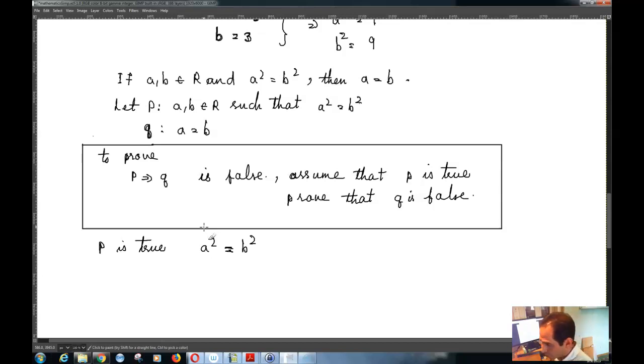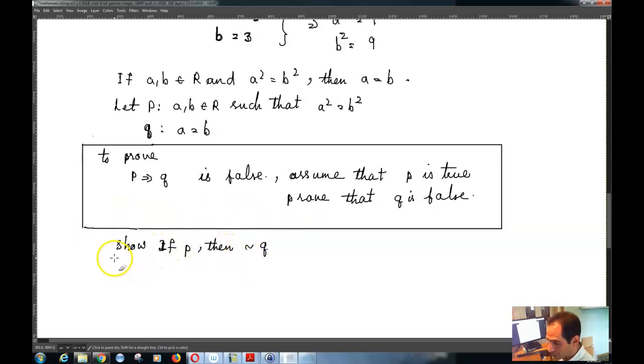Meaning that I want to show that if P then not Q. Okay, I want to show this. Now, for this purpose, to show this, two real numbers a and b with a squared equal to b squared are required such that a is not equal to b.